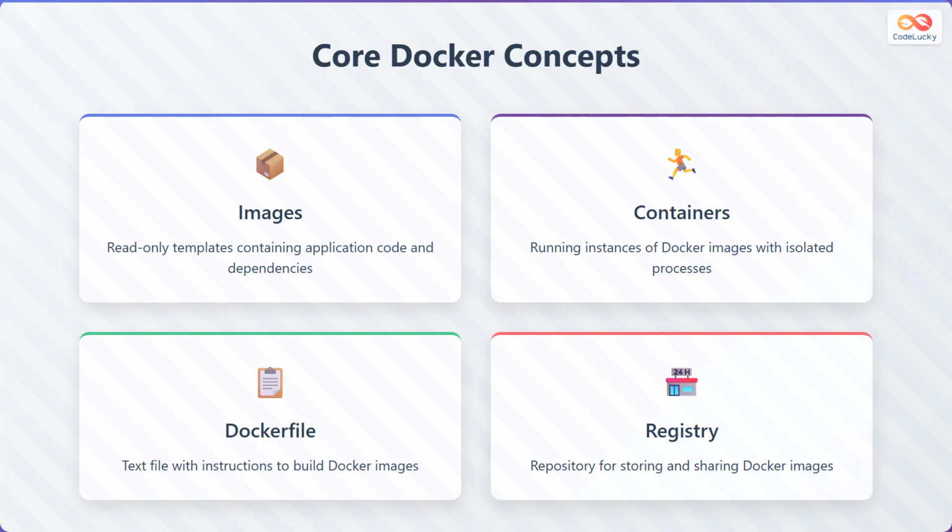To effectively use Docker, it's important to understand its core concepts. First, there are images, which are read-only templates containing application code and dependencies. Second, there are containers, which are running instances of Docker images with isolated processes. Third, there's the Dockerfile, which is a text file with instructions to build Docker images. And fourth, there's the registry, which is a repository for storing and sharing Docker images.